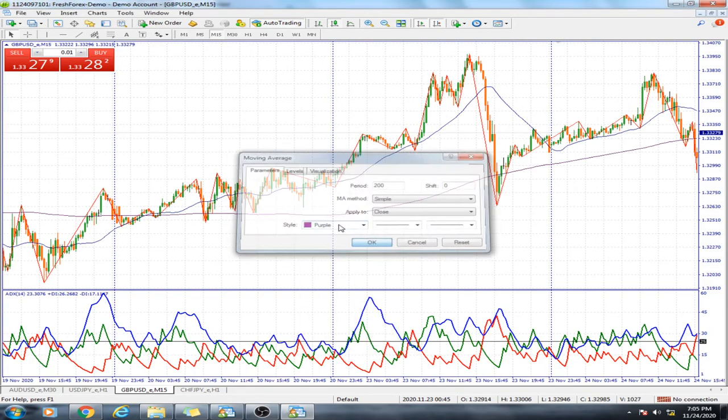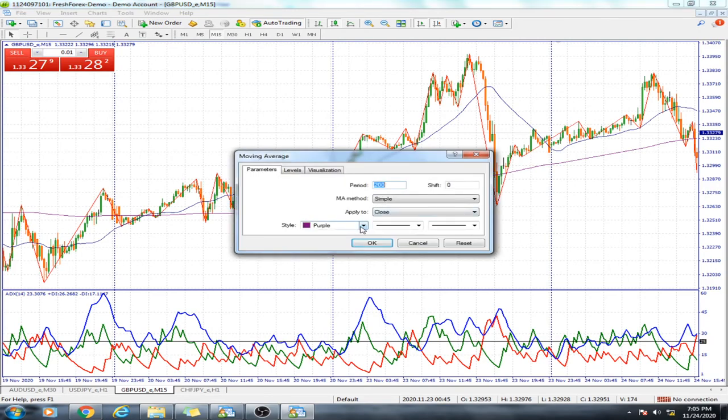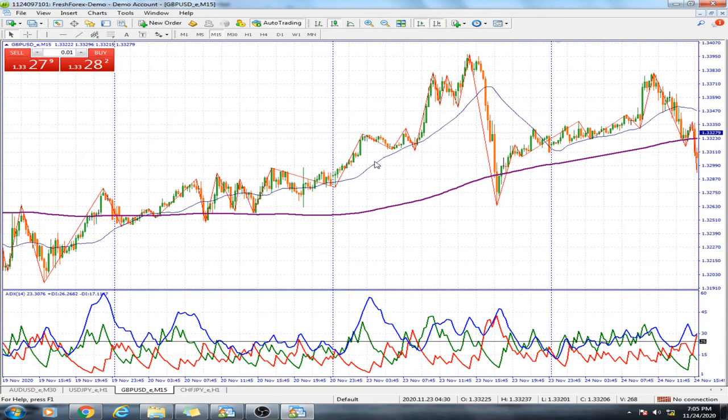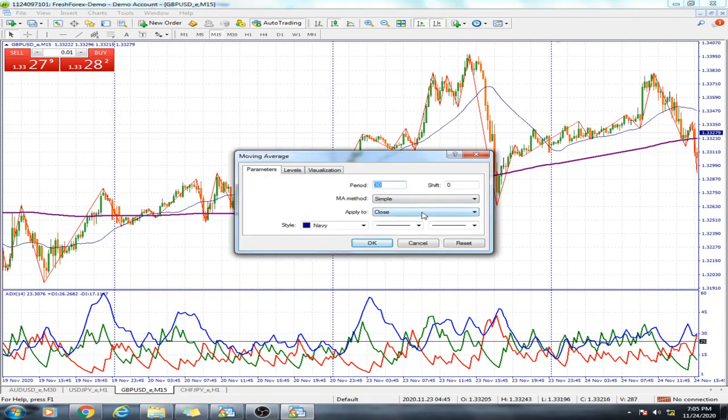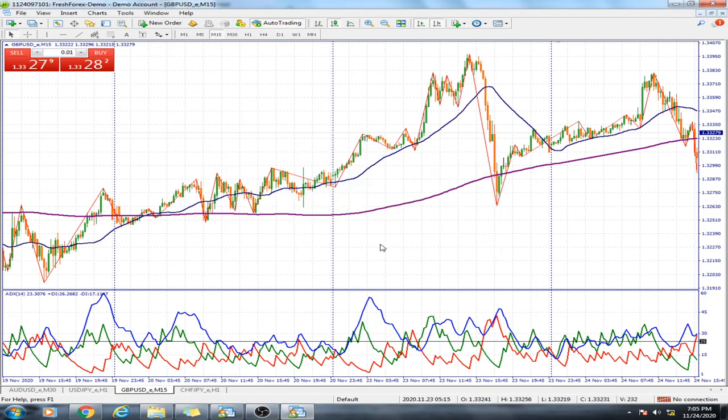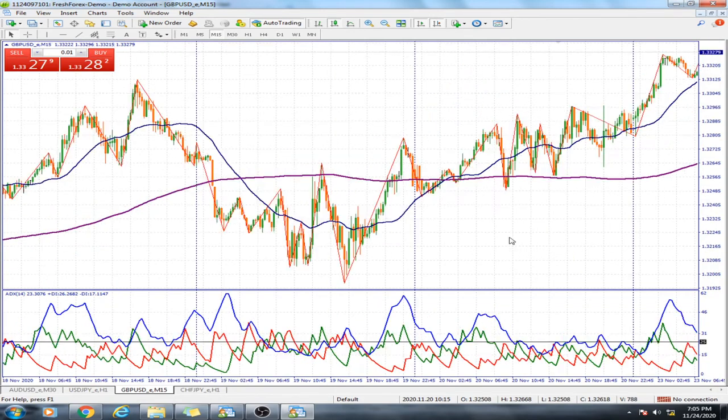So if the 200 moving average goes below the 30 moving average, that means we are upwards. So any position I look at in that chart has to be upwards. And anytime the 200 moving average rises above the 30 moving average, that means we have a downtrend. In that case, I look for a sell position.